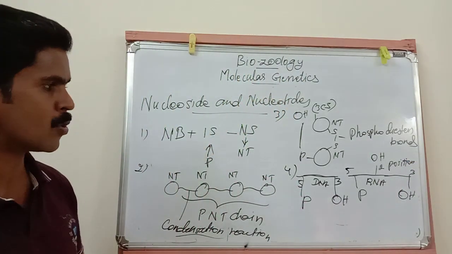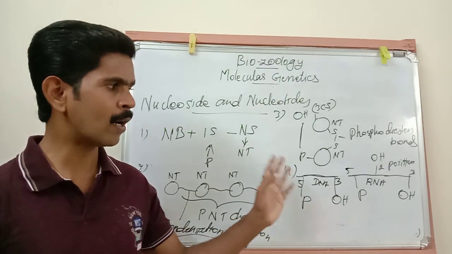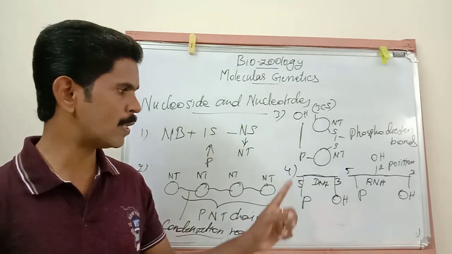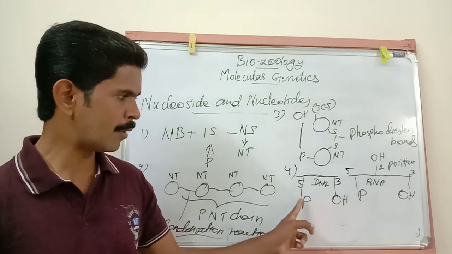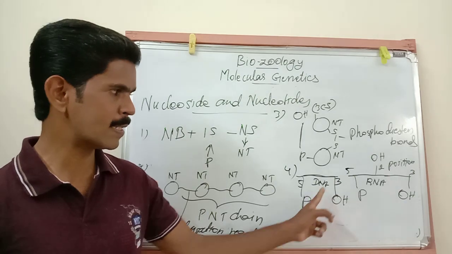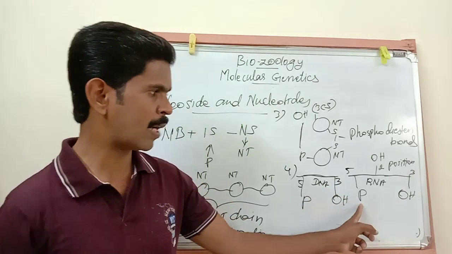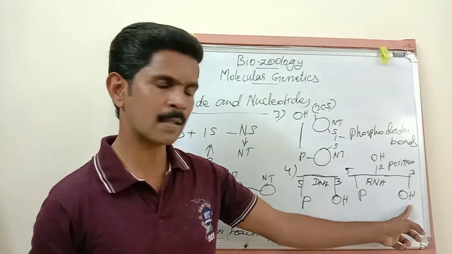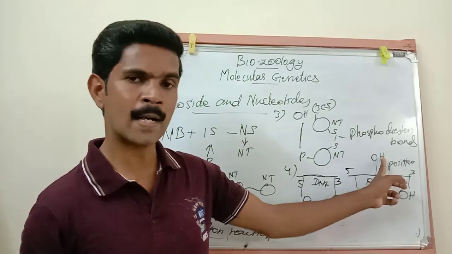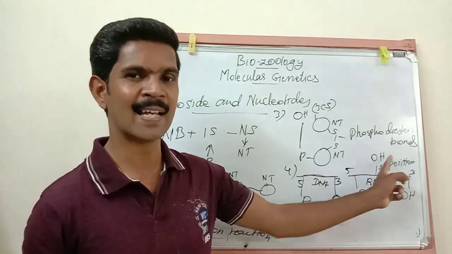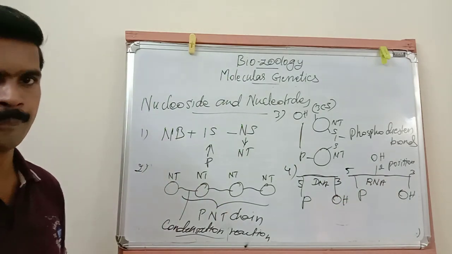So I hope you understood this fourth point. Listen very carefully. Both the DNA and RNA have two important ends. One end is called 5 end and the second end is called 3 end. In 5 end, phosphate group is attached. In 3 end, hydroxyl group is attached. Then in RNA also, 5 end phosphate group is attached, and in the 3 end, OH group is attached. And in RNA, one more additional OH group is attached in the second position. This is the difference between these two, DNA and RNA.